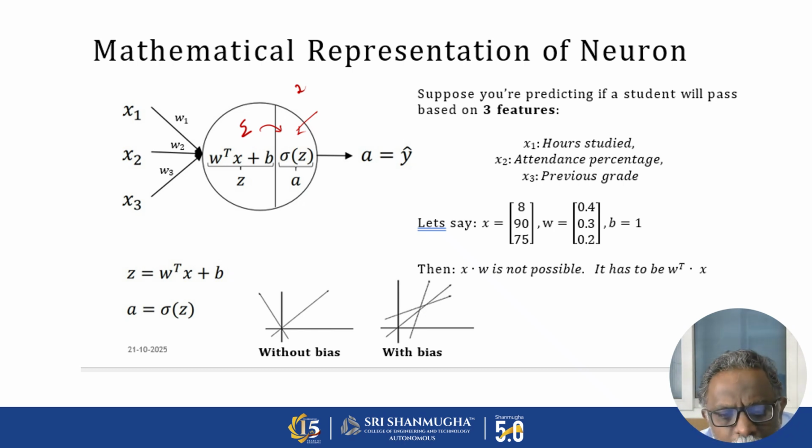Basically, without the bias term, all these things will pass through the origin. As we know, the straight line equation y equals mx passes through the origin. Whereas if we have mx plus c, then it won't pass through the origin. It will have an intercept at a certain point of the line on the x or y axis. So that's the reason we are adding the bias term in the equations.